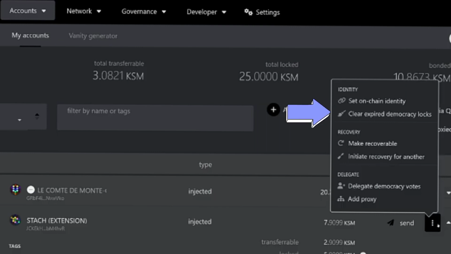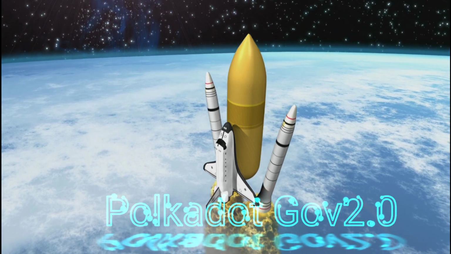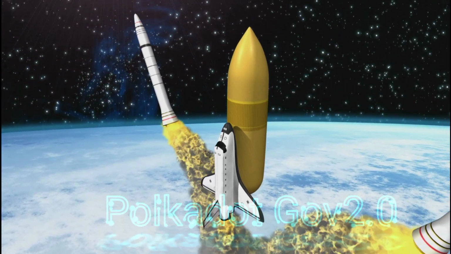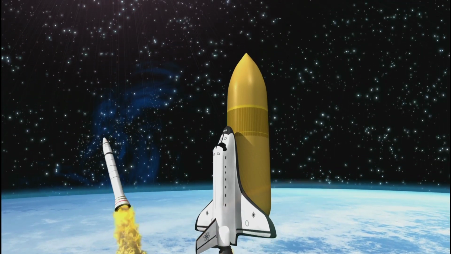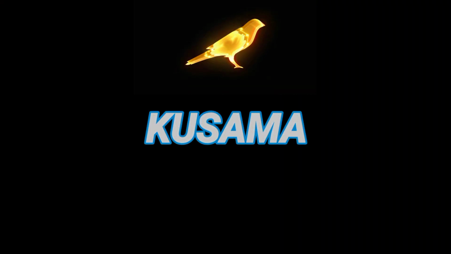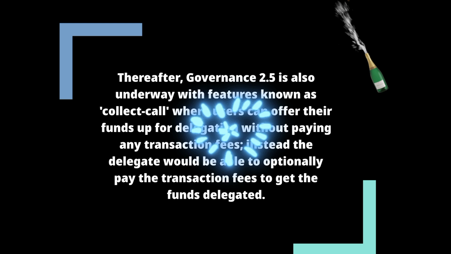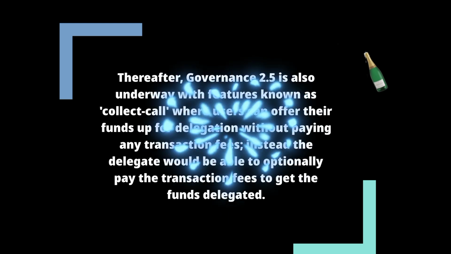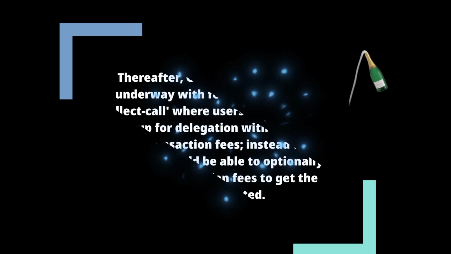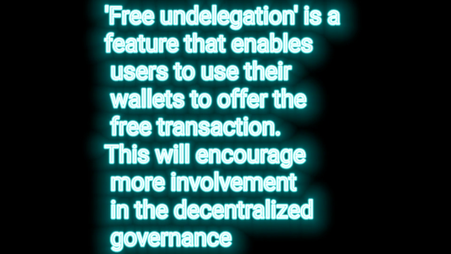Governance 2.0 is set to launch on Kusama after it has been passed. Thereafter, Governance 2.5 is also underway with features known as Collect Call, where users can offer their funds up for delegation without paying any transaction fees. Instead, the delegate would be able to optionally pay the transaction fees to get the funds delegated. Free undelegation is a feature that enables users to use their wallets to offer the free transaction. This will encourage more involvement in the decentralized governance.